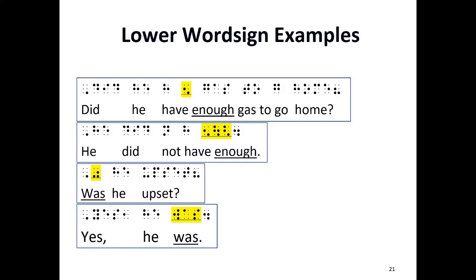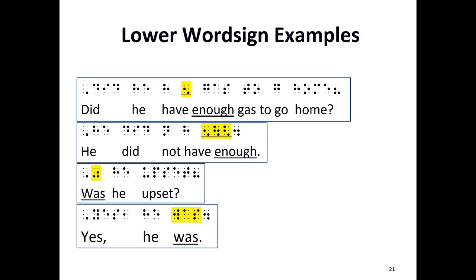There's a lower word sign contraction for enough. Did he have enough gas to go home? In this case, there are spaces on either side of that word enough, not punctuation. So I can use that lower word sign in the lower part of the cell for the entire word enough. But in the second sentence, he did not have enough, period. There's a period there after the word enough. So we can't use that lower word sign contraction for that.